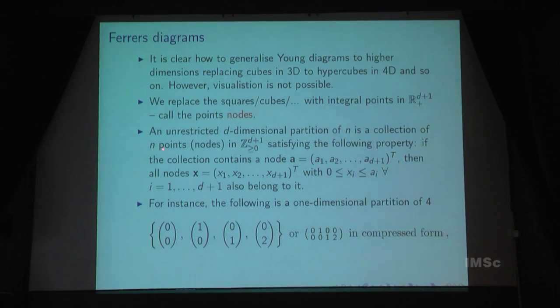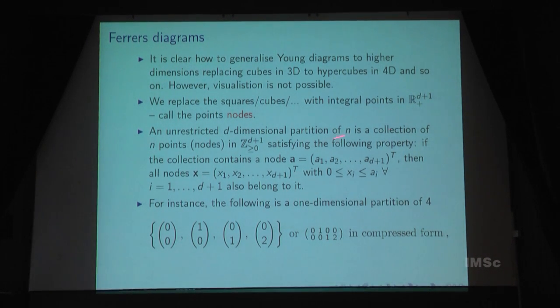So we'll give a second definition which you can go back and check. An unrestricted D-dimensional partition of n is a collection of n points, which I'll call nodes, in the positive orthant in D plus 1 dimensional space. So what is an orthant? It is like the generalization of quadrant, octant. After some dimension, what do you say? So orthant is the word. I had to look up the dictionary many years ago, so I learned one new word.